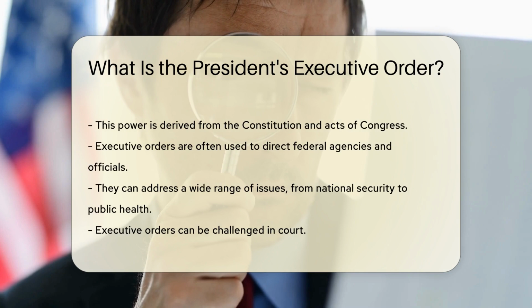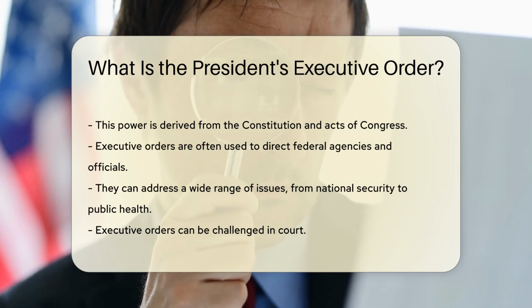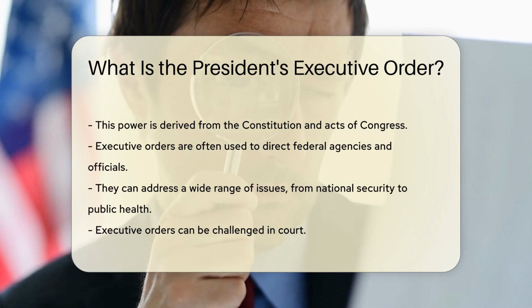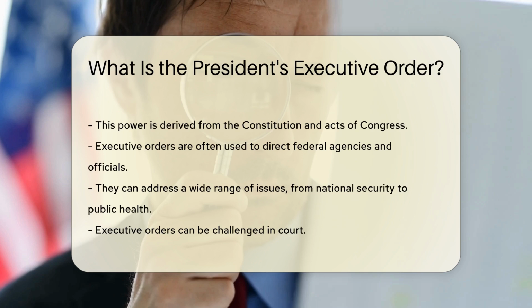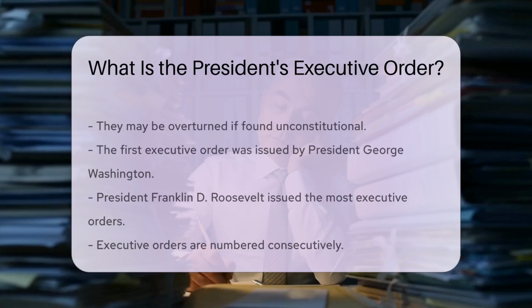Executive orders can be challenged in court. They may be overturned if found unconstitutional. The first executive order was issued by President George Washington. It instructed federal officers to prosecute violators of the Whiskey Rebellion. President Franklin D. Roosevelt issued the most executive orders.